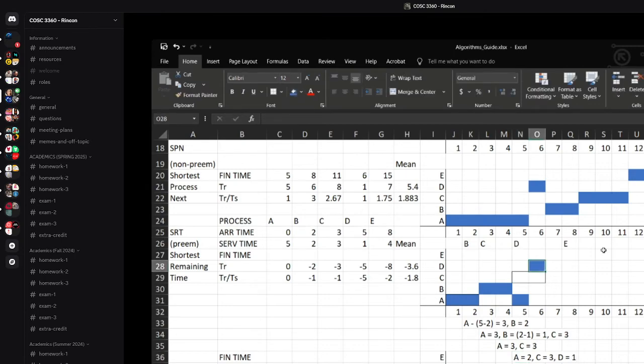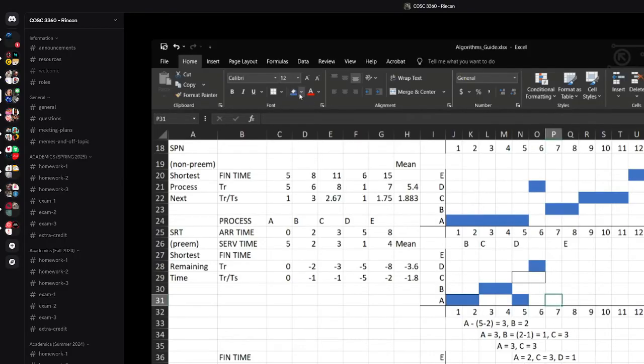Okay, and at this time, D is already done. D only has one service, which makes things a lot easier, right? So this time, we just need to compare A and C because E hasn't entered yet. So between A and C, which one has the shortest remaining time left? Well, it's A, right? Because A is smaller than C. So we need to run A.